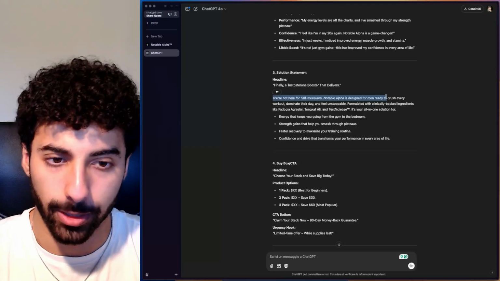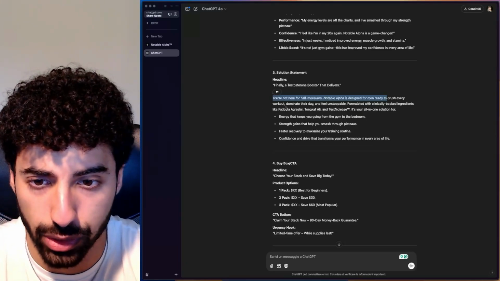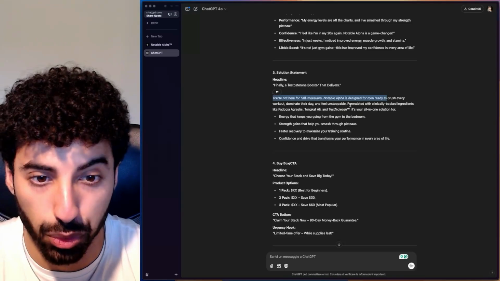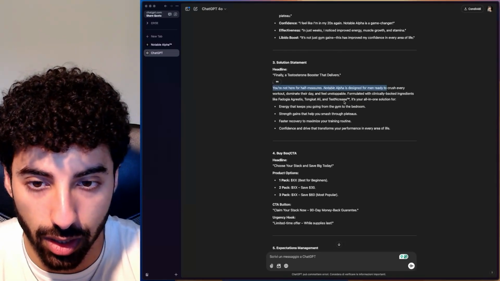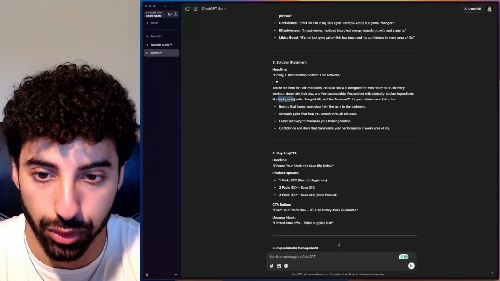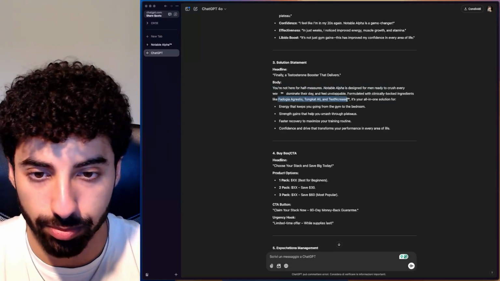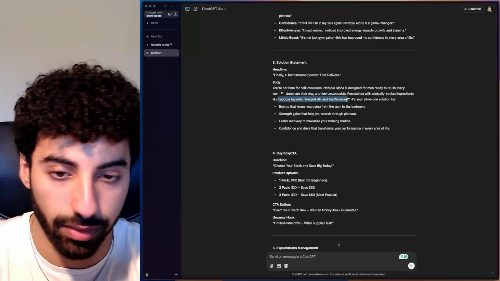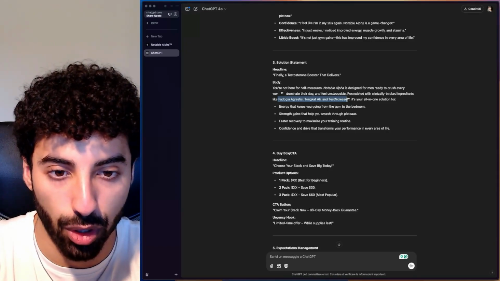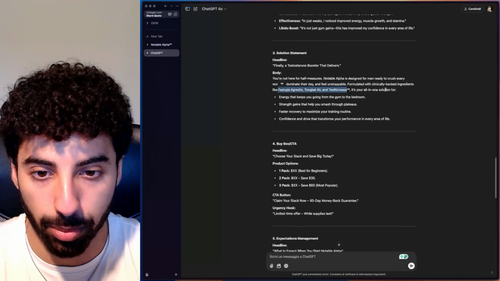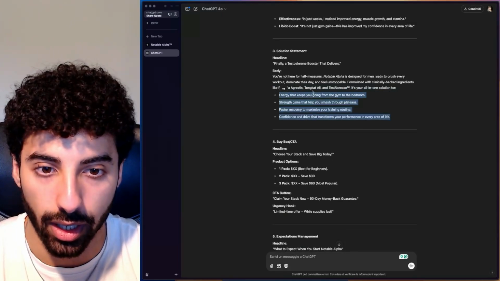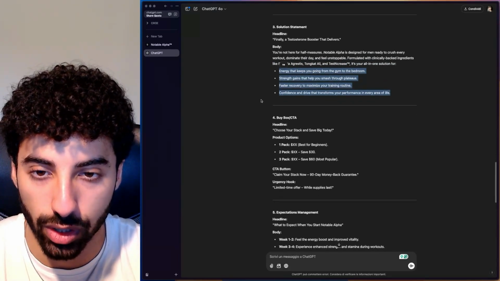The body is not bad. "You're not here for half measures. You're ready to crush every workout, dominate your day, be unstoppable." This is not bad. We are targeting the angle we want to target. We are mentioning a few ingredients that make up the difference in our mechanism from other solutions and from the competition. It mentions a few strong bullet points here as USPs for the product.